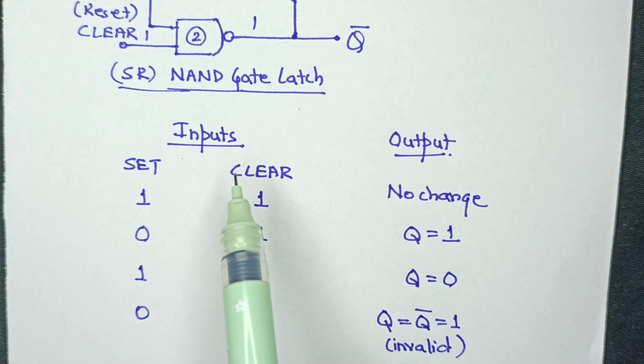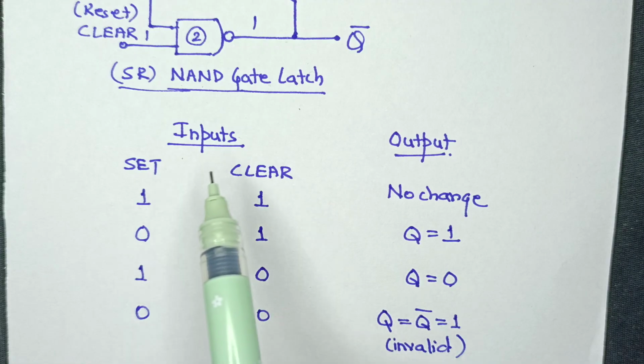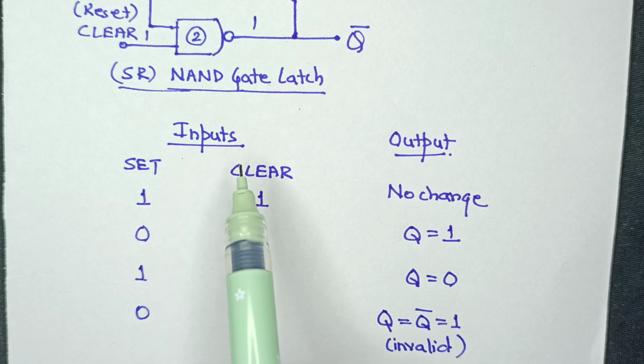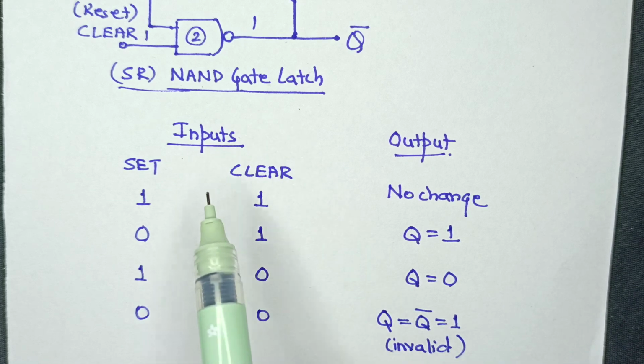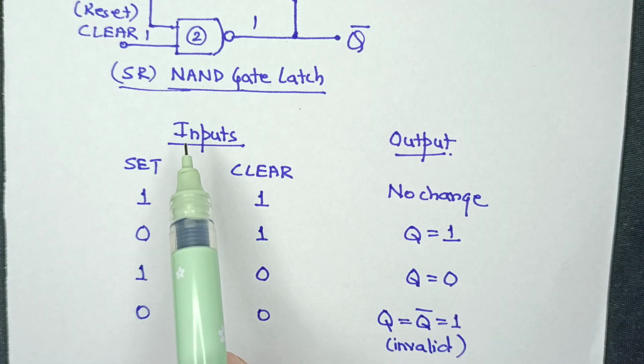Now the action of clearing a flip-flop is called resetting. Both these terms, that is clearing or resetting, are used interchangeably in the field of digital electronics. Thus a set clear latch can also be referred to as a set reset latch or simply the SR latch. So this basically is what is known.